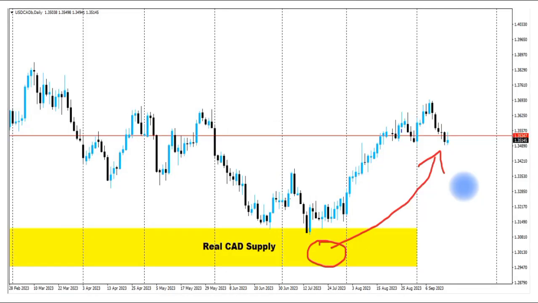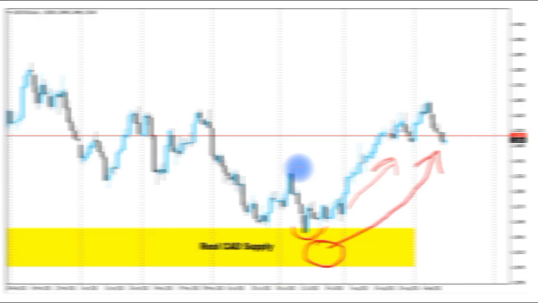So this is exactly what happened for Canadian dollar. After hitting that real level of supply in the month of July, just as we were expecting based on what the seasonality, price action, the COT data, and market flow analysis were suggesting, we saw this low formation for Canadian dollar and USD CAD, and then we had the rally into the month of July and higher.